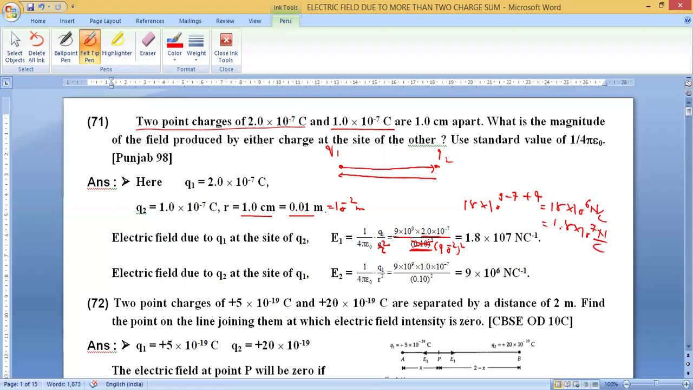Now, electric field due to Q2 at site A1. So E2 is equal to K, means 1 upon 4 pi epsilon 0, Q2 by R2 square. So K is equal to 9 into 10 raised to 9, Q2 equal to 1 into 10 raised to minus 7. And here R square means 10 raised to minus 2 square. So 9 into 1 means 9, 10 raised to 9 minus 7 plus 2 plus 4, 6. So 9 into 10 raised to 6 Newton per Coulomb.